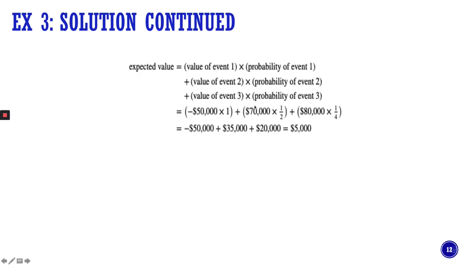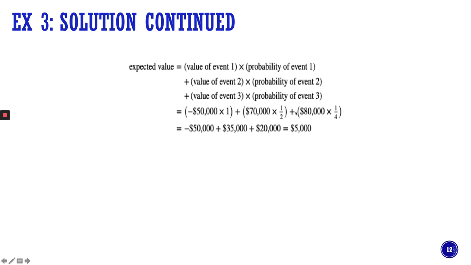So here's our expected value. The value of event 1 times the probability of event 1, plus the value of event 2 times the probability of event 2, plus the value of event 3 times the probability of event 3. The value of event 1 was buying the painting. Remember, that has a negative value, times the probability of 1, because if you buy it, that's it. The $70,000 is times the probability of 1 out of 2, because you have a 1 out of 2 chance of selling it.